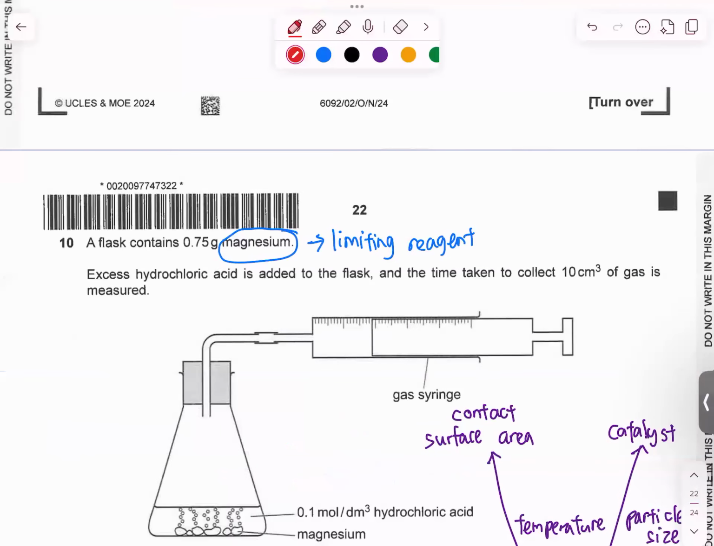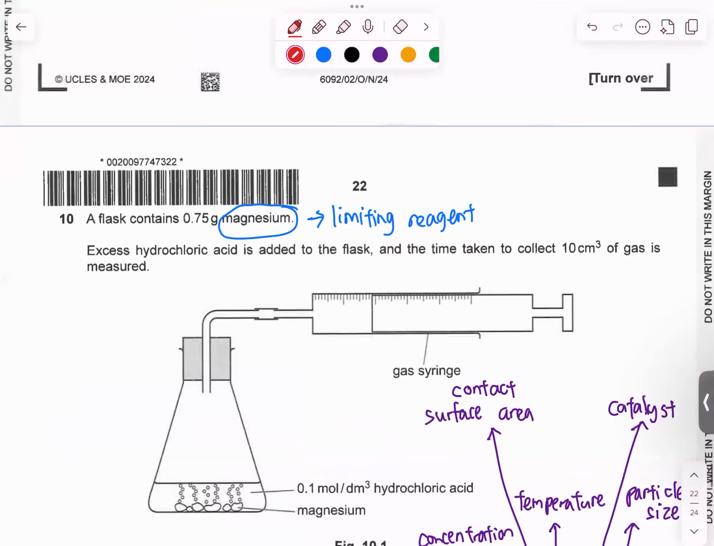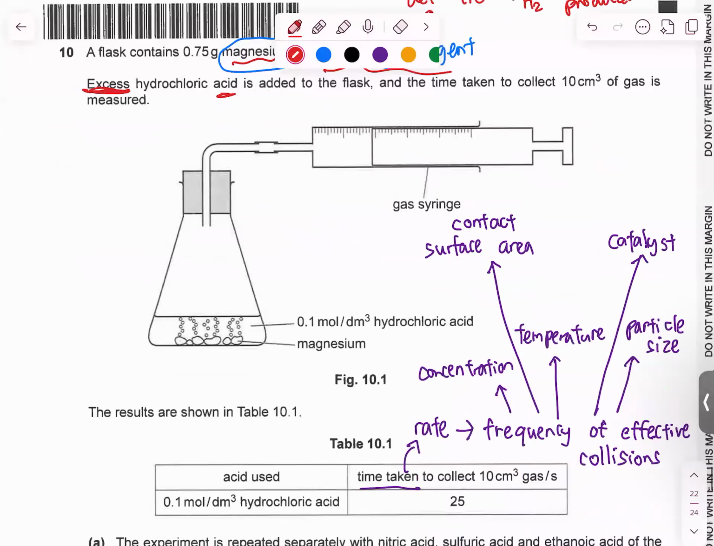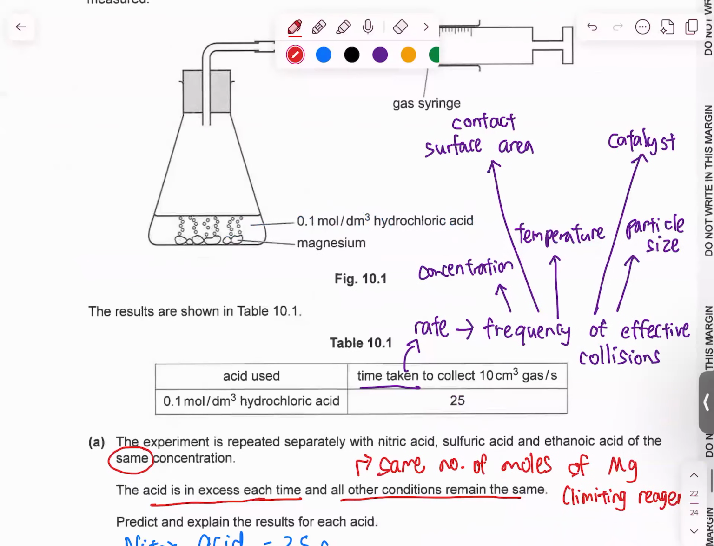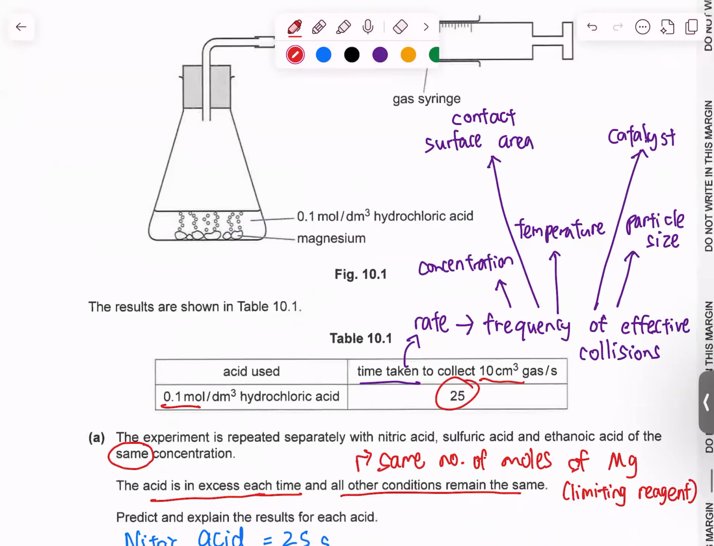Okay, next one is also a reaction with acid, but now instead of base, it's with metal. So excess acid, what does this mean? This means that this is a limiting reagent. Why do I care about what's the limiting reagent? This one will determine the volume of H2 that's being produced. Okay? So here, time taken to collect the 10 cm3 of gas for this concentration of acid is 25.